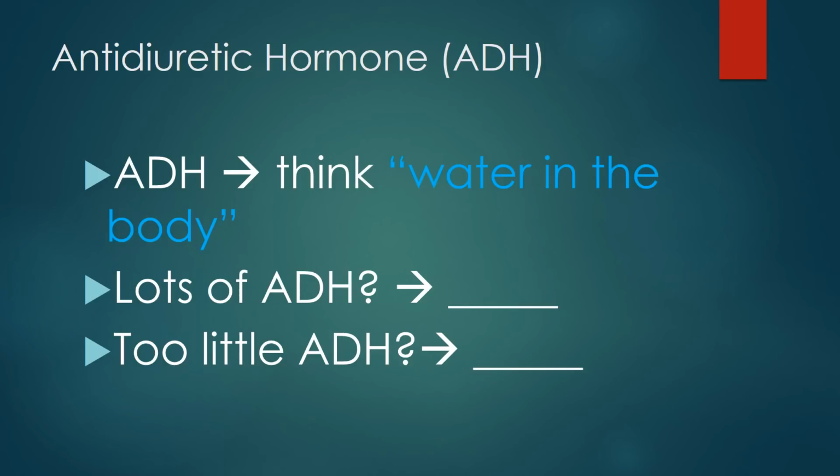Now, one more thing. If we have lots of ADH, lots of water in the body, where is the water not? We're anti-diuresing, and that's what's causing there to be lots of water in the body, so there is not a lot of water in the urine. The same thing goes for too little ADH. That means too little water in the body, and therefore, where did all the water go? It went into the urine. So if I have lots of ADH, the opposite is true for the urine. There's an inverse relationship with ADH. If there's water in the body, it's not in the urine. If there's not water in the body, it's in the urine.